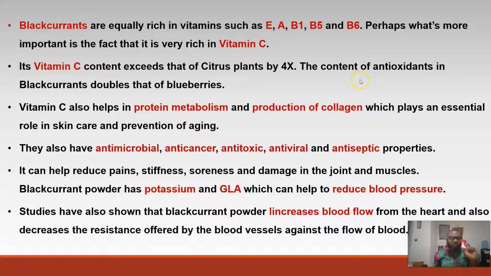So the antioxidant effect of blackcurrant is way higher than blueberries or grapes or citrus plants. It basically helps in protein metabolism. It has a strong effect on the skin, and it prevents aging. It has antimicrobial, antitoxic, antiviral, antiseptic, and anti-cancer properties. So let's go to the next one.